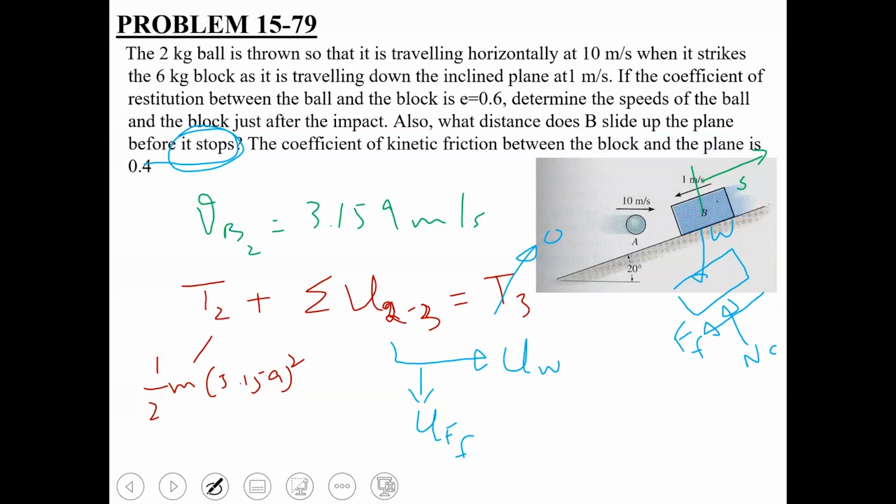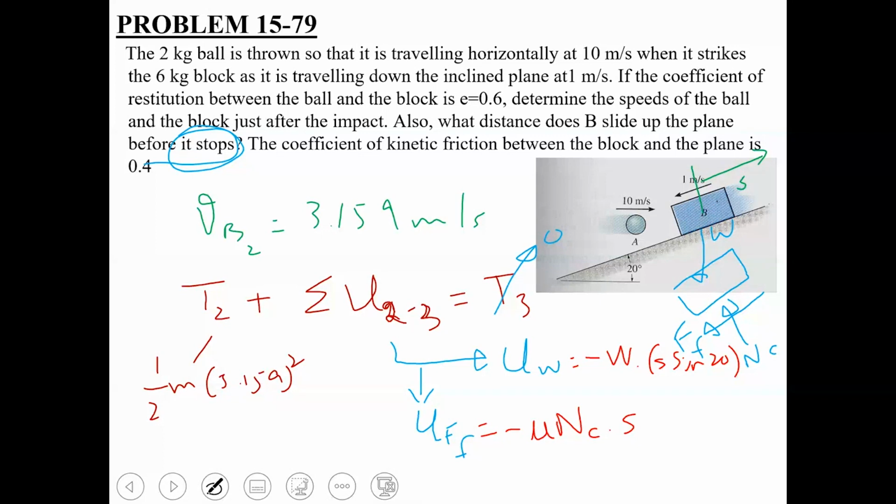What is the work done due to weight? Can you identify it from the figure? Yes, sir, the y component of weight into S. W into S sin 20? Positive or negative? Negative, because the block is going up and the weight is downward. So weight is acting downward, the vertical component is upward, so minus W into S sin 20. As far as the friction work is concerned, it is going to be mu N_C into S. Positive or negative? Negative. So due to friction as well, the work done will be negative.